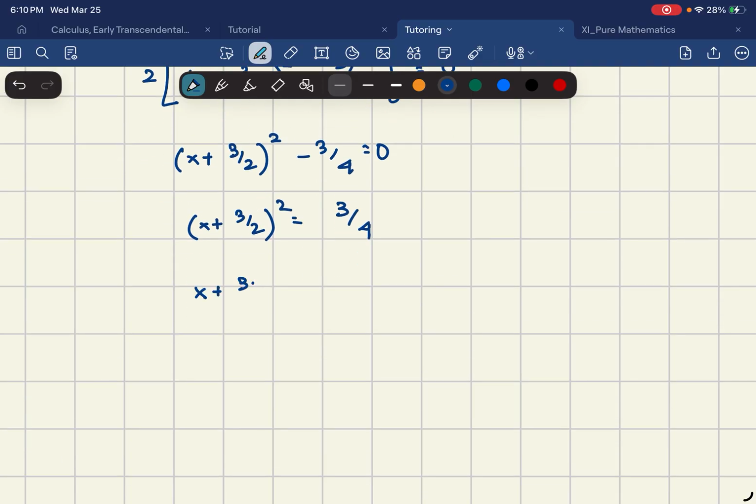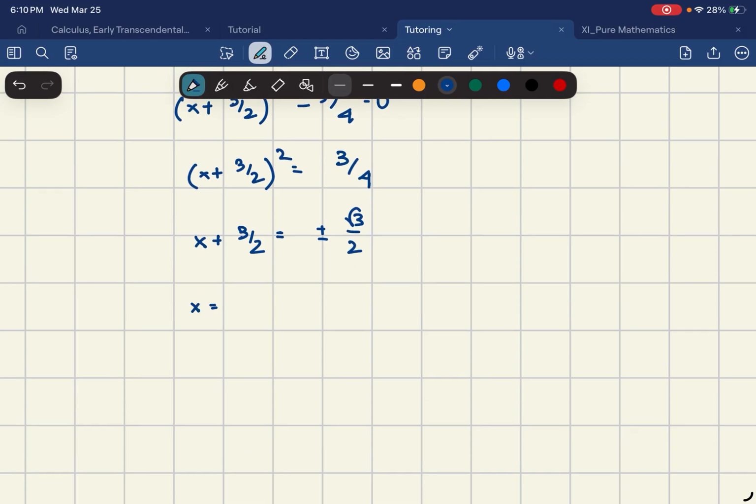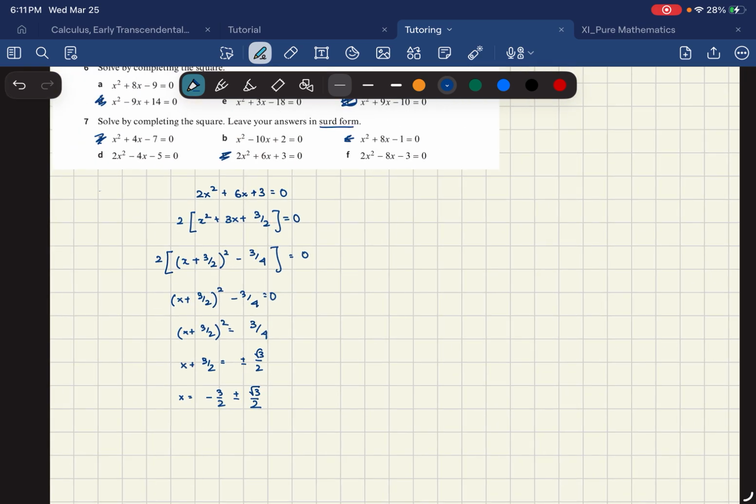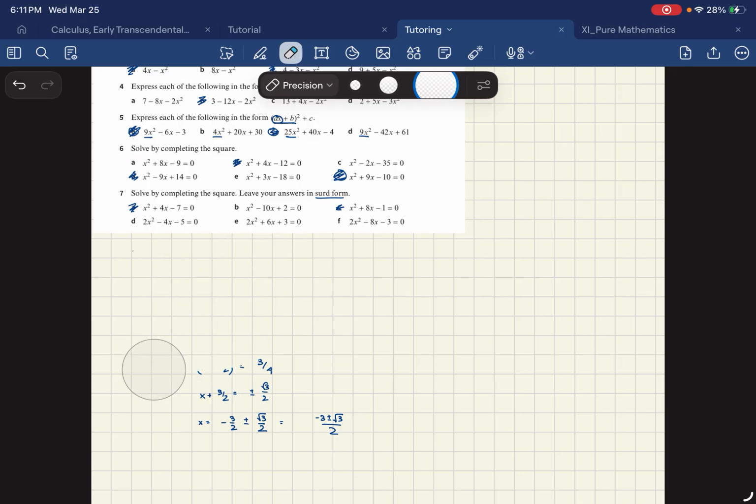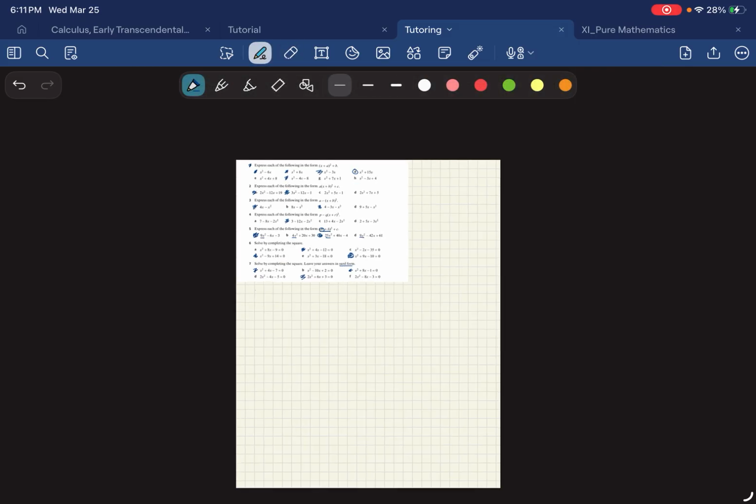So x plus 3 over 2 is going to be plus or minus the square root of 3 over 4. We can write this as the square root of 3 divided by the square root of 4, but the square root of 4 is just 2. And finally, x is negative 3 over 2 plus or minus the square root of 3 over 2. That should be the answer to question e. Another way to express this, because it's the same, is negative 3 plus or minus the square root of 3, divided by 2. So this is also perfectly valid, and that is it. We've done most questions on this page.